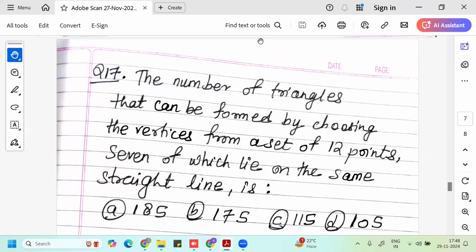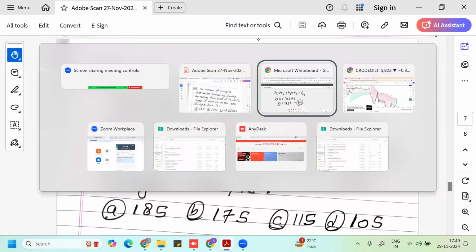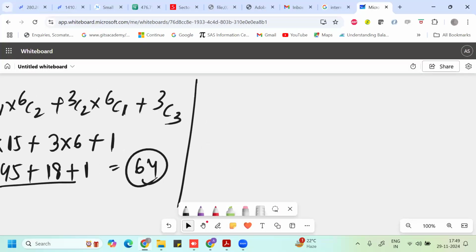Remember this kind of question, guys. Always remember one thing: this question even comes in UPSC also.